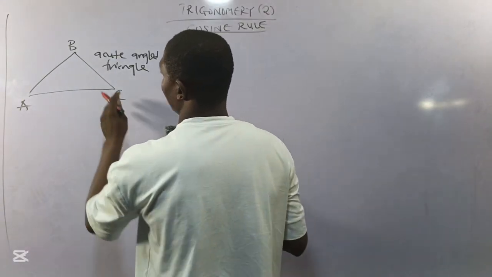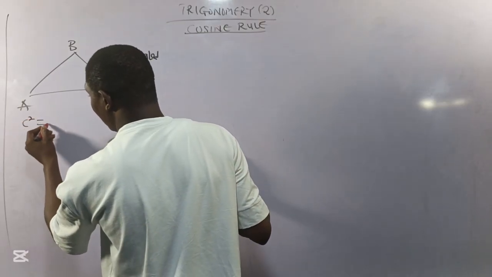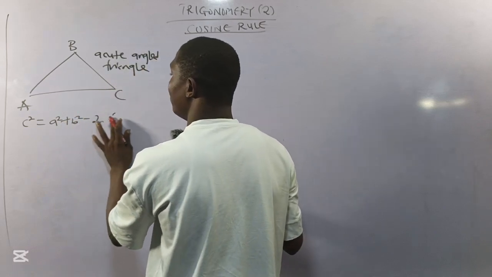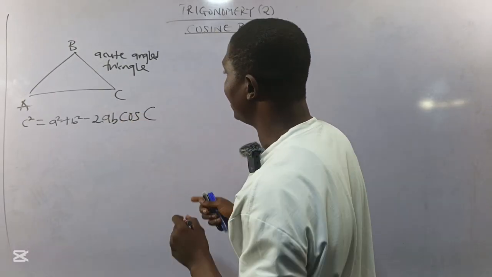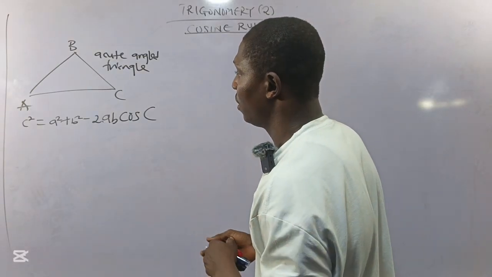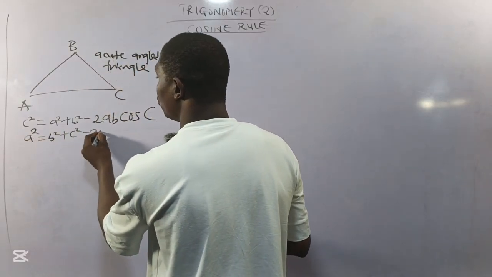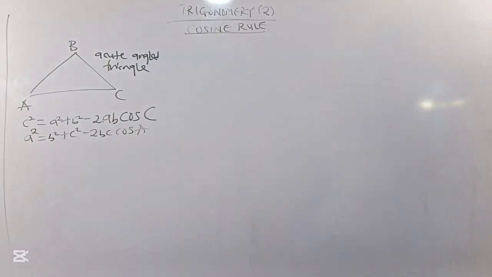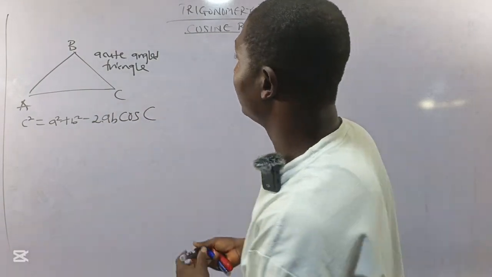How do we prove that we can get something like C squared equals A squared plus B squared minus 2AB cos C, because capital letter what? C. This is one of the rules. We can also have it as A squared equals B squared plus C squared minus 2BC cos A, because capital letter what? A. But let's focus on the top and see how we can prove it. So we're given this triangle.